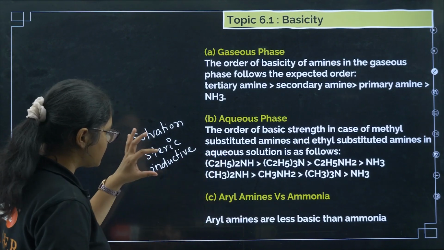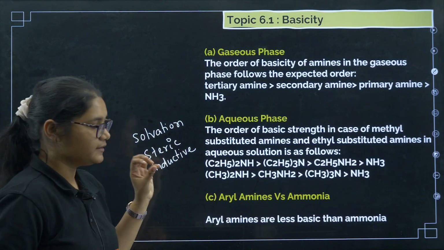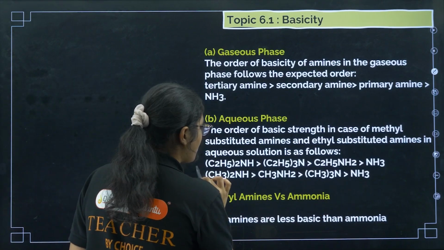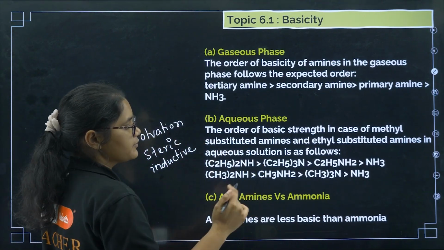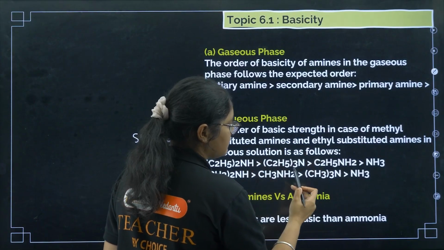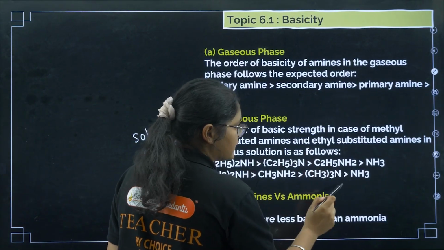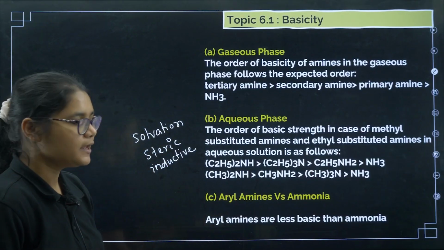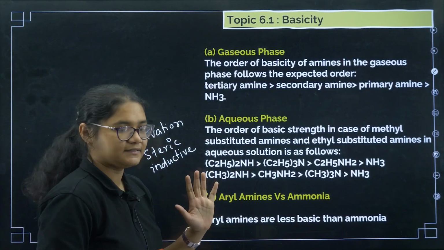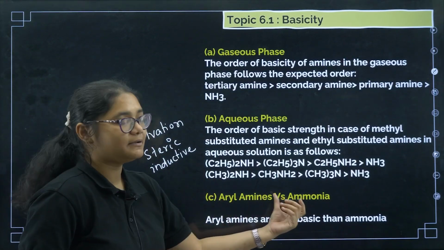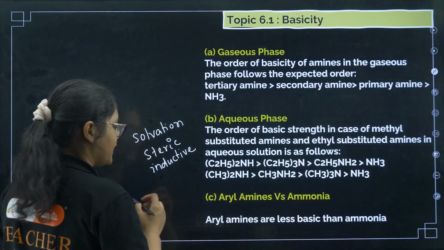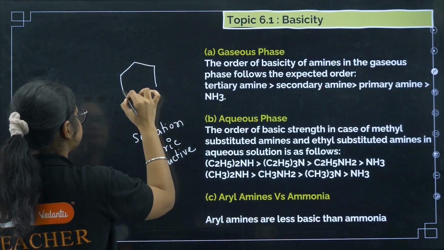Okay, so now when we combine all these effects, we can say that the order in aqueous phase is different. For ethyl group it is 2 degree, 3 degree and 1 degree. For methyl group it is 2 degree, 1 degree and 3 degree. Clear? So that is about the basicity. Now talking about aryl amines and ammonia. Aryl amines means aniline.